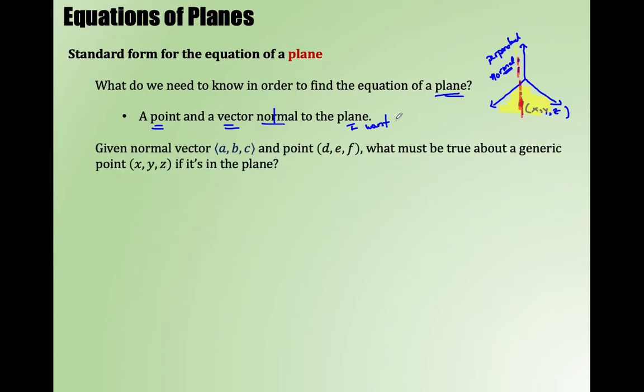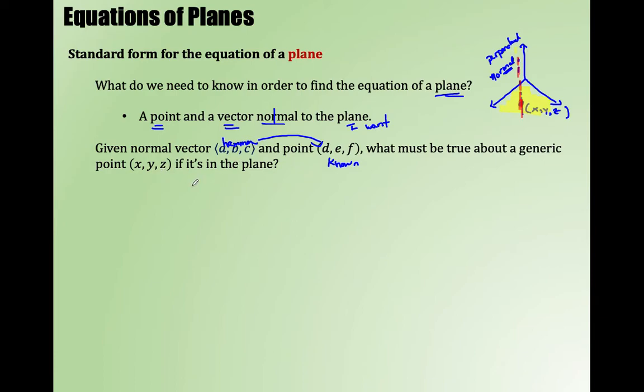So let's just do this abstractly at first. Suppose I have a normal vector ABC, and I have a known point, whatever it is. This is a known point, and this is your hammer. This is the hammer you are going to nail through that point.